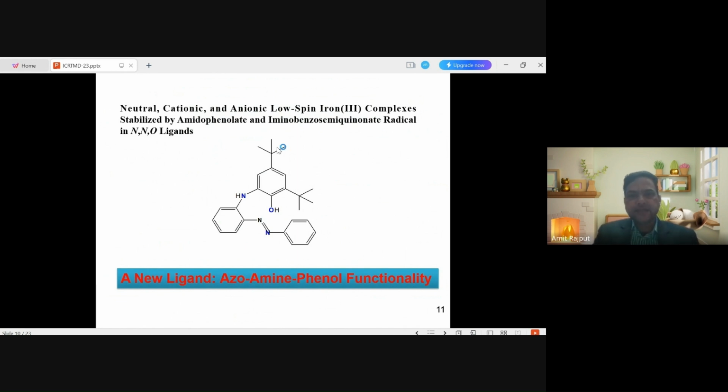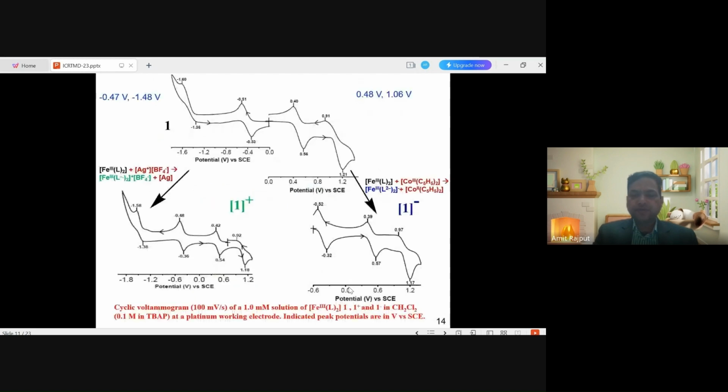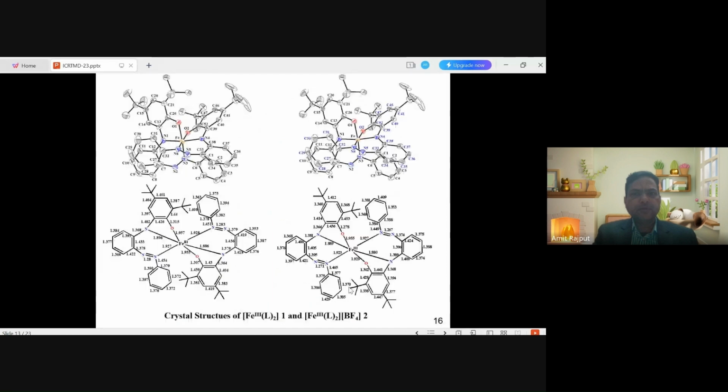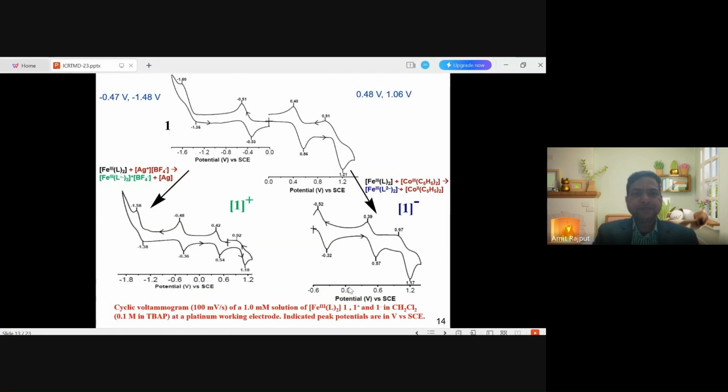So I have synthesized a tridentate ligand. The beauty of this ligand is that it has an electron releasing part, and this azo part is the electron accepting part. From this ligand, this iron complex was synthesized. I have written here that it is iron(III). How am I confident? Because the Mössbauer data shows that this is in the iron(III) form. I will come to that part later.